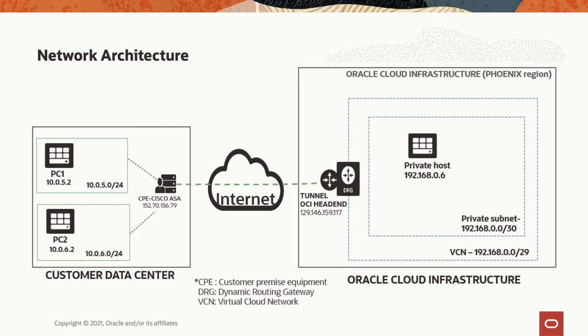This is the network architecture we are going to use in the demo. On the OCI tenancy side, we have a virtual cloud network and the dynamic routing gateway attached to the network. With policy-based configuration, you can configure only a single tunnel between your Cisco ASA device and the dynamic routing gateway. This is only for Cisco ASA. On the on-premises end, we have two private networks and we have provisioned private hosts on both sides for ping testing. I have already provisioned a VCN and IPsec connection on the OCI end.